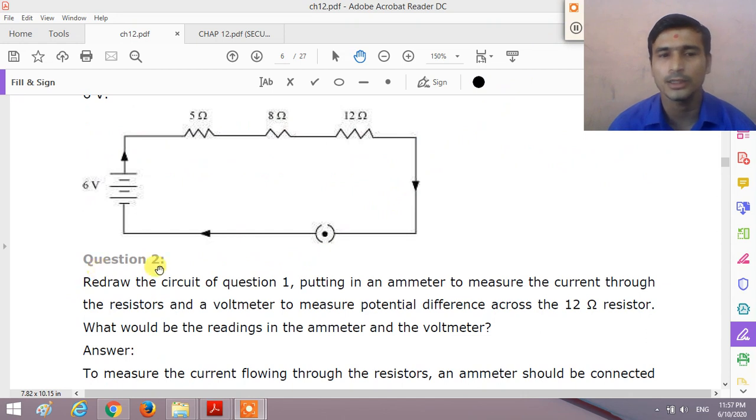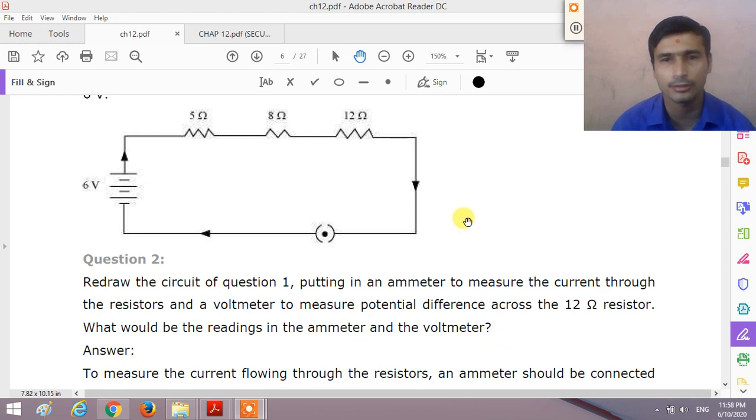Question number 2. Redraw the circuit of question 1. You have to redraw this circuit again, putting in an ammeter to measure the current through the resistors and a voltmeter to measure the potential difference across the 12 ohm resistor. What would be the reading in the ammeter and the voltmeter?